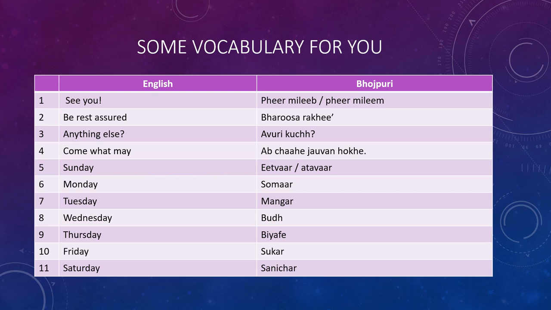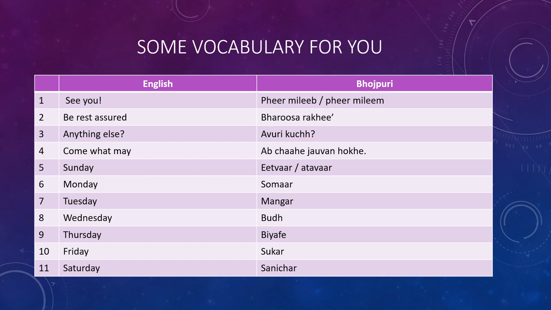Now there is some vocabulary you have to pick up. As I told you, try to use these things in different contexts and make your own sentences. And you know, you can comment, like if you want to know anything, I'll try to reply to you. So suppose you want to say see you in English, like how you say fir milab or fir milam, also they say fir milab or fir milam means see you.